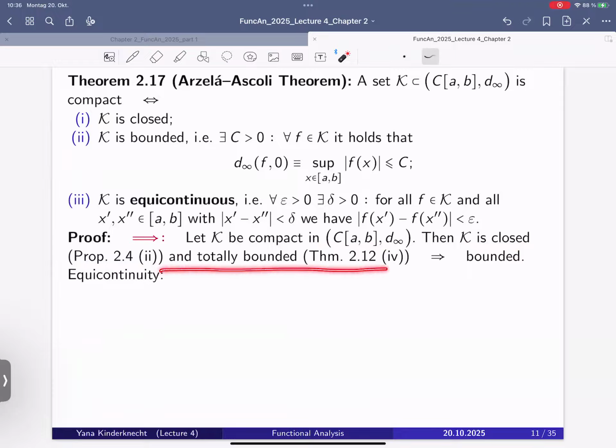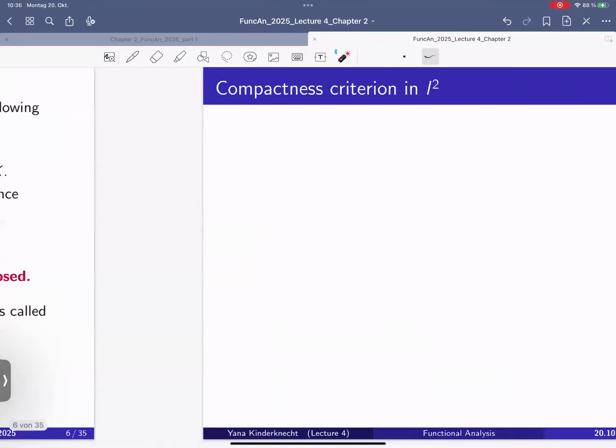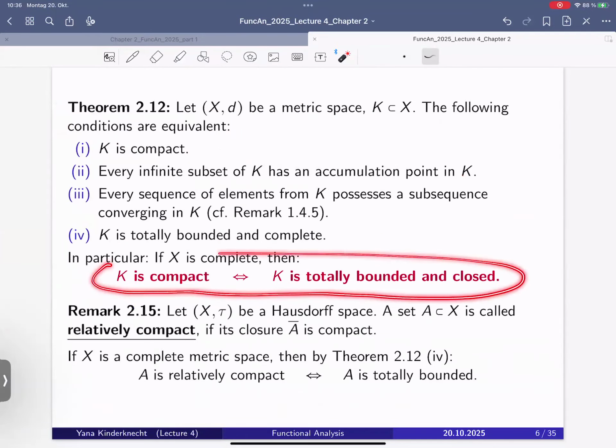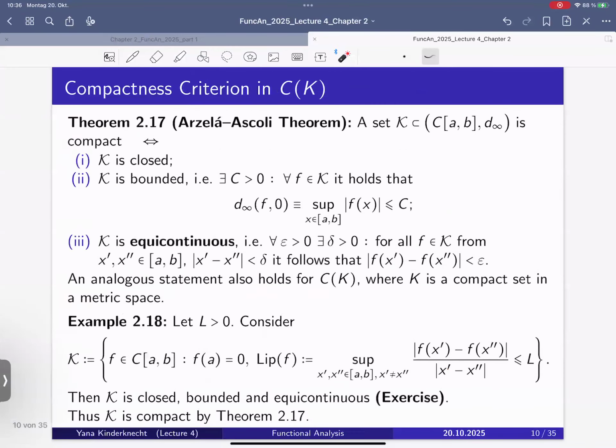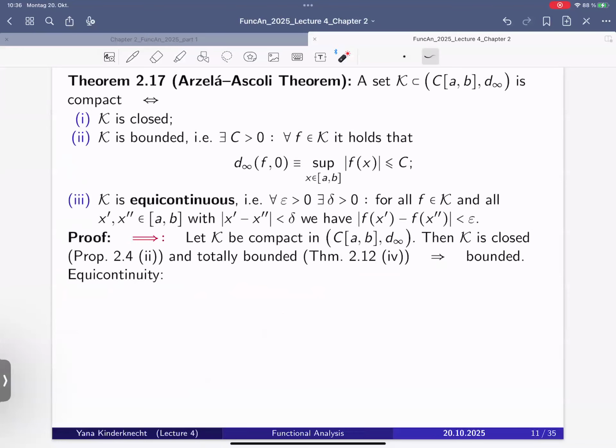Moreover, it is totally bounded. Now we use theorem 2.12 from the very beginning: if K is compact, then it is totally bounded and closed. So this implication, we assume compactness, so we have this. The set is closed, so this is already done, and totally bounded. And we know that if a set is totally bounded, then it follows that the set is bounded. So these two things are satisfied. Now our task is to prove that this third thing, equicontinuity, is satisfied.